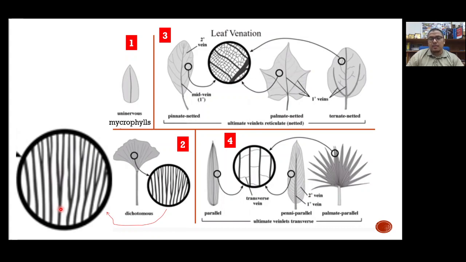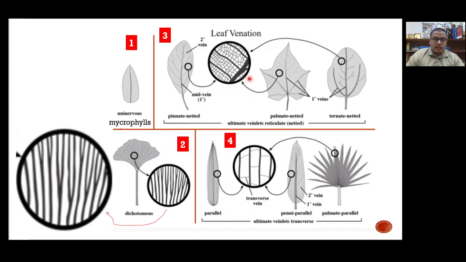Dichotomous means to cut into two, so the veins of a dichotomous leaf come up and they branch, and they always branch into twos, right? And if we were to follow the branches up further, you can look at the branches of the vein, so they always cut into two. So that's what we call a dichotomous vein.